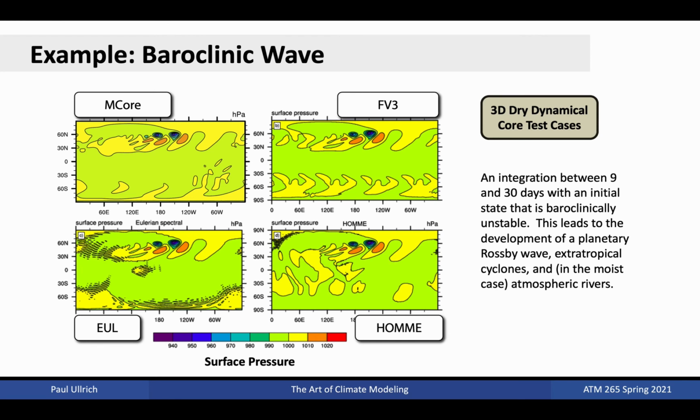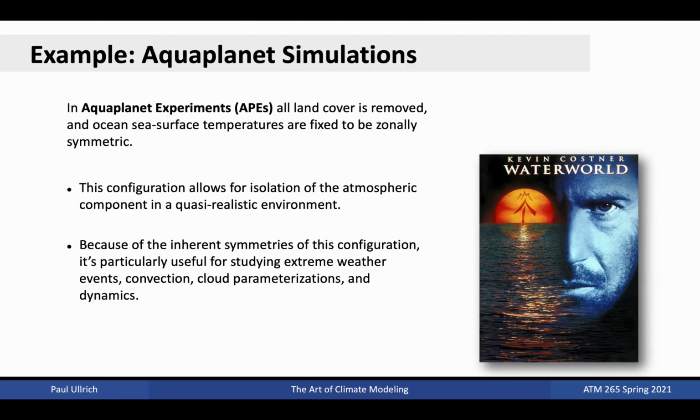Let's take a quick look at some of these examples. The first example is the Baroclinic wave, which is a simplified model configuration used to understand how different models handle an initial state that is baroclinically unstable. This leads to the development of a planetary wave which grows with time, develops into extratropical cyclones, and, when moisture is present, to the development of atmospheric rivers. This test is useful for comparing differences in dynamical cores. We'll discuss other similar tests later in this series.